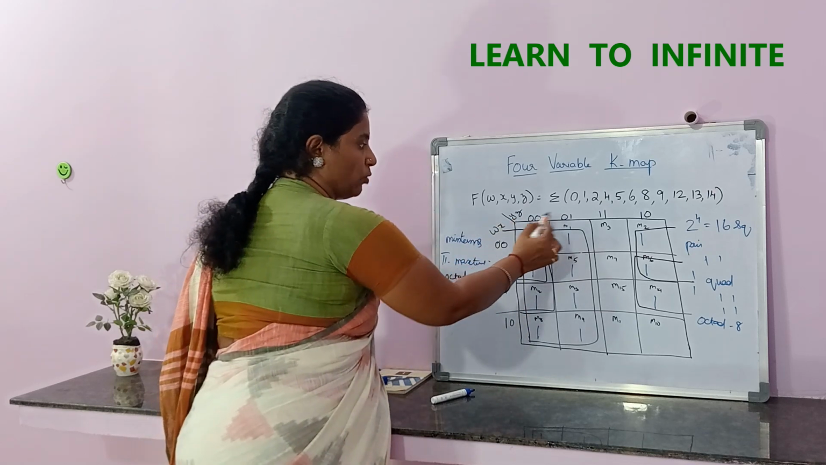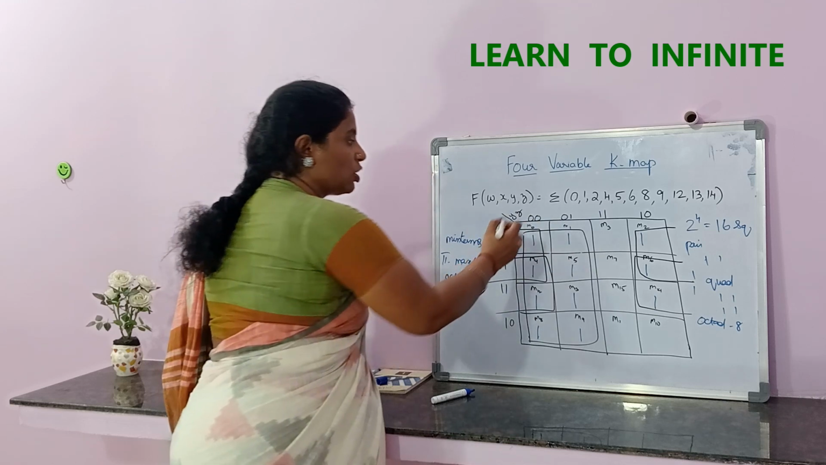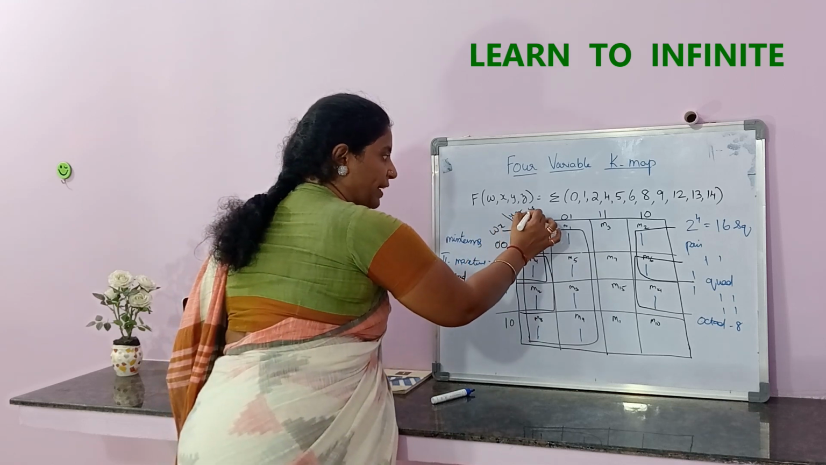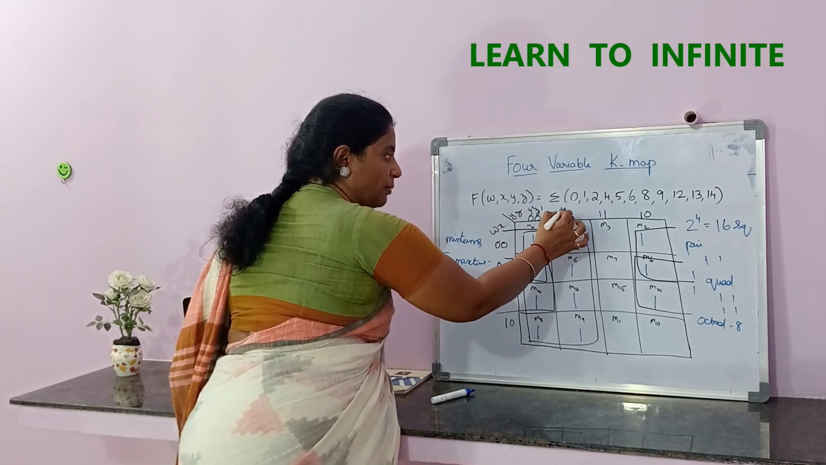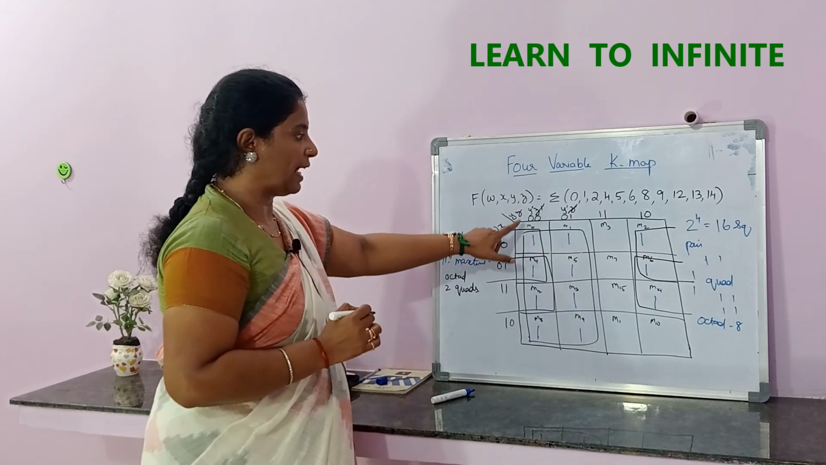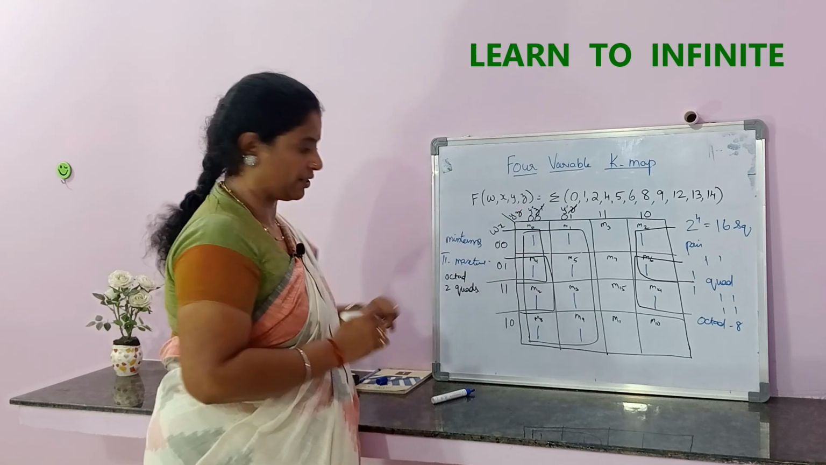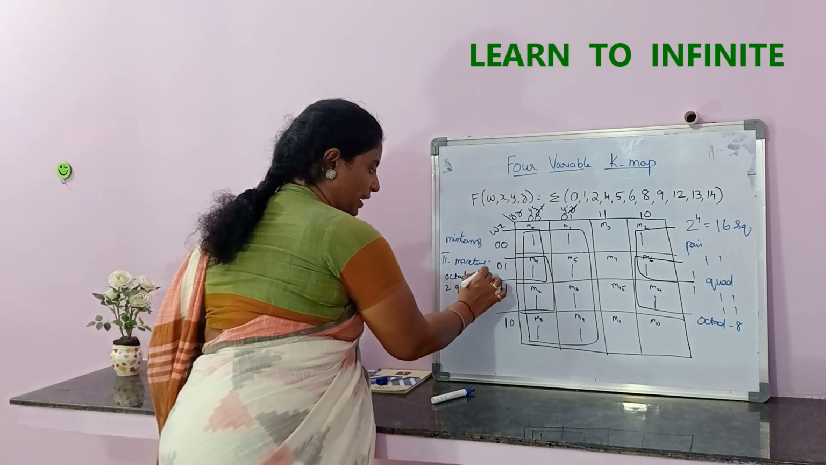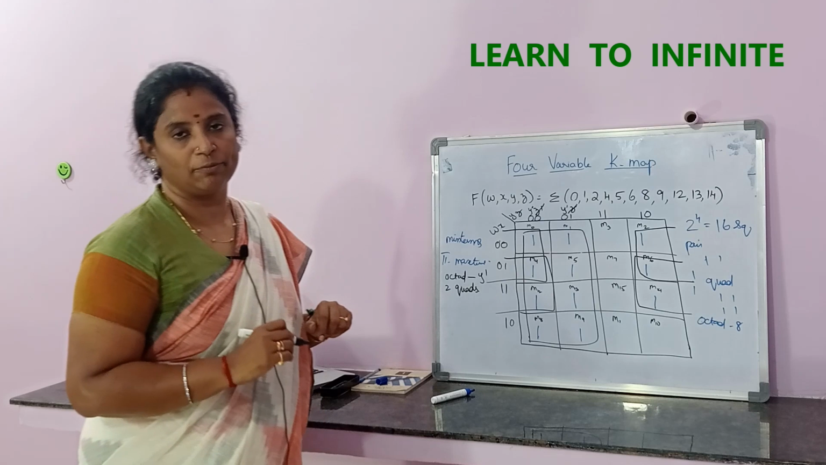So two columns are involved, the first column and the second column. So what is the value for the first column? It is y dash z dash. For the second column it is y dash z. So z dash and z will get cancelled. Our answer for the octet is y dash. So the answer for the octet is y dash. Okay. Now we can come to the quad.